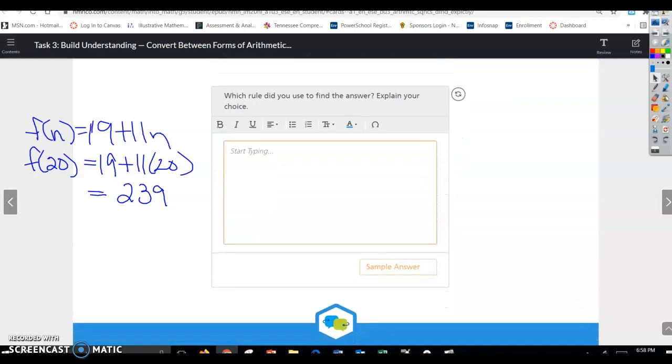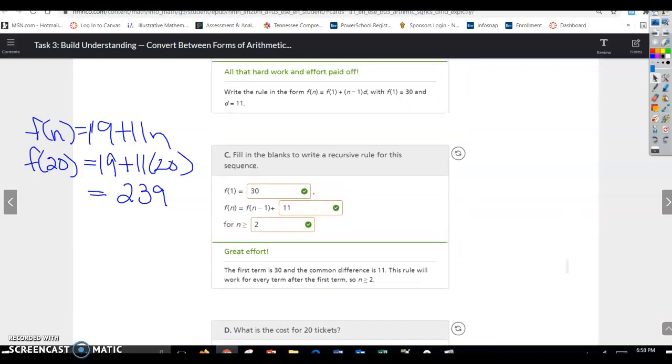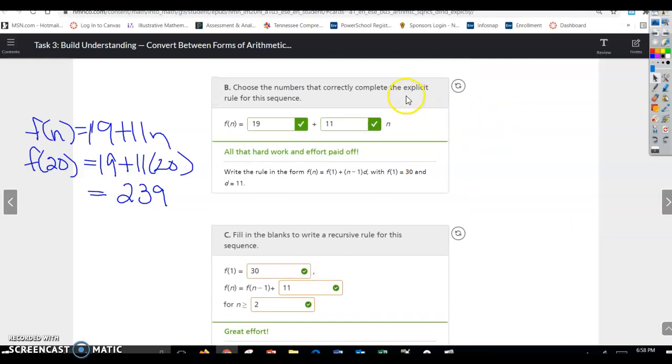Which rule did you use to find the answer? All right, so I used the explicit rule, because with the recursive rule, remember, you just have to add the common difference until you get to the term that you want, which you can do, but to go to the 20th term, that would take a few minutes, and then if you miscount and you did 19 or you did 21, you may be off just a little bit and get the wrong answer. So the explicit rule is very helpful when you're looking at terms that are more than just a few away from what you started with.